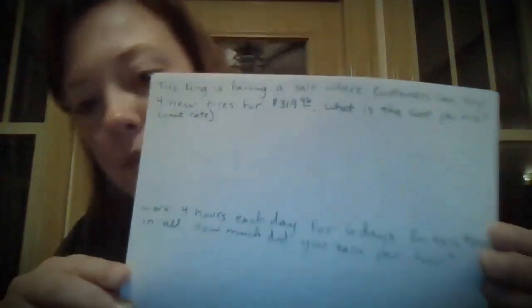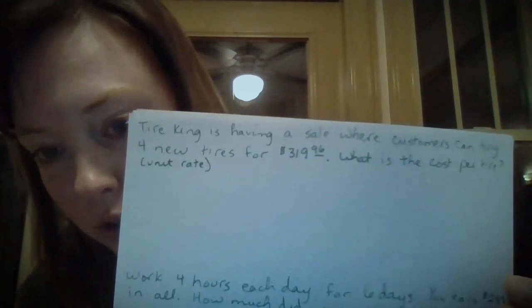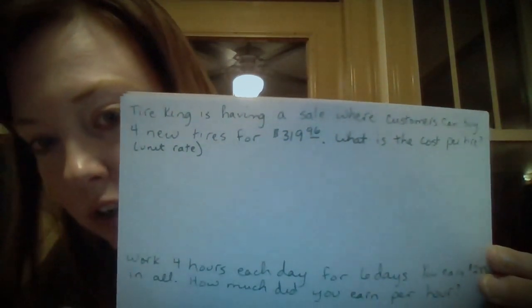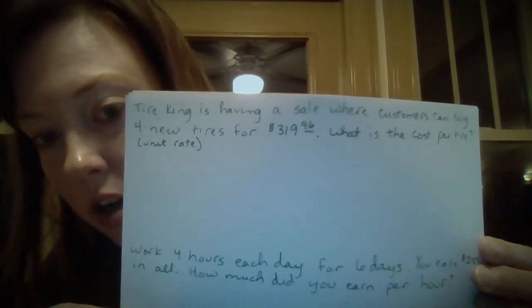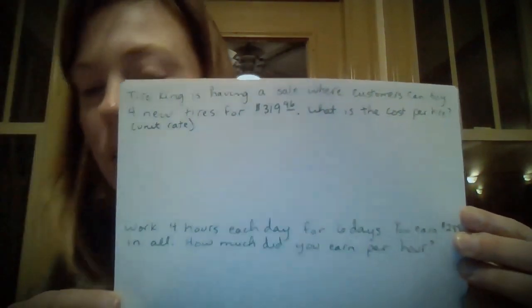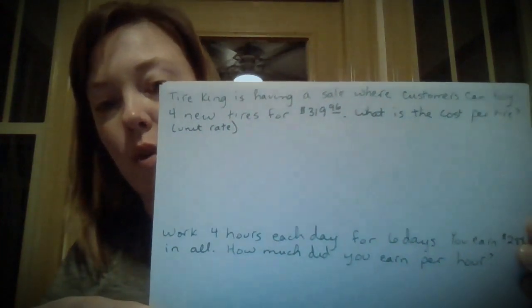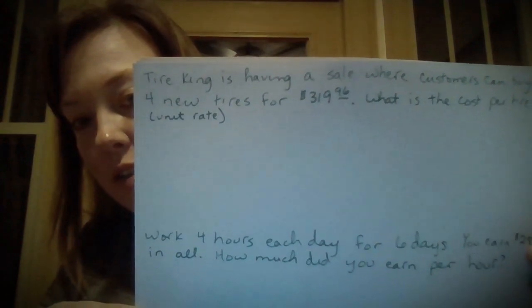So a couple examples. First example is finding unit rate. It says Tire King is having a sale where customers can buy 4 new tires for $319.96. What is the cost per tire? So we're basically looking for unit rate, which is the price per tire. So all you do is you take the price, $319.96, divide it by 4, which will look like this.